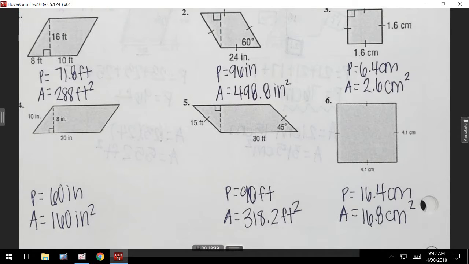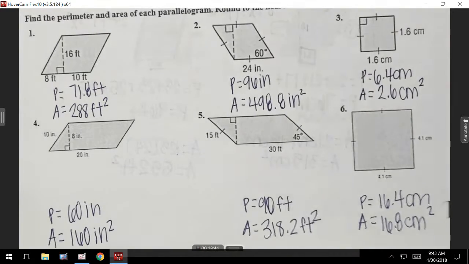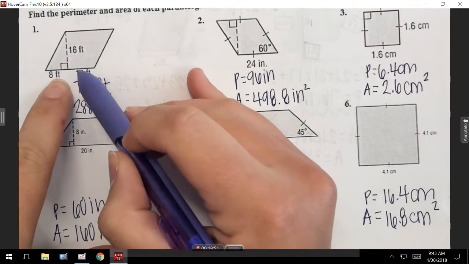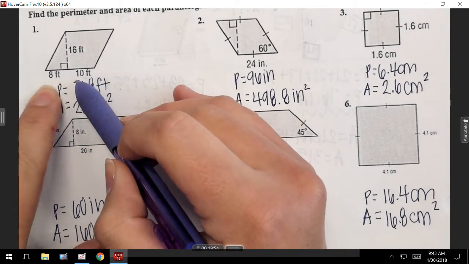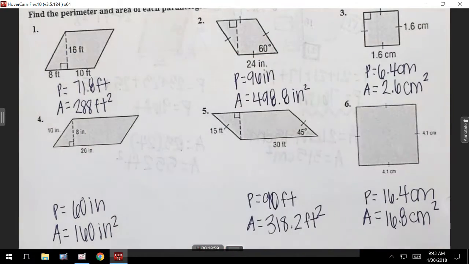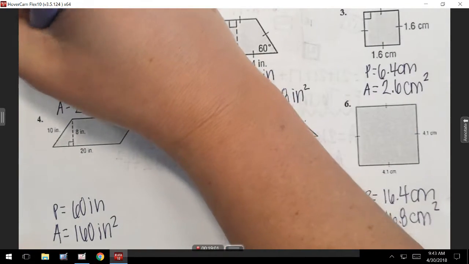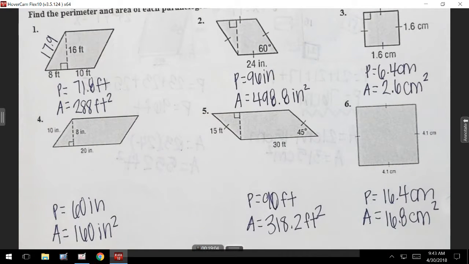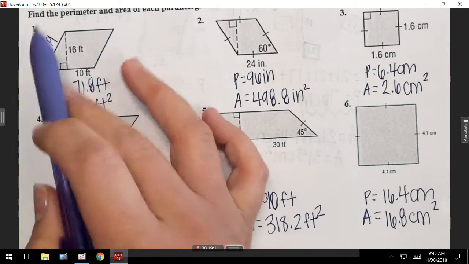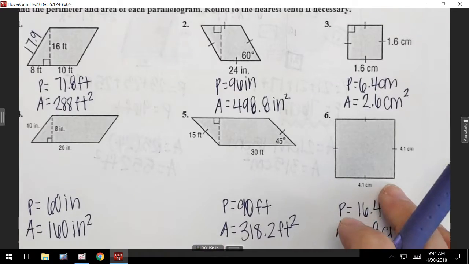Okay, so let's talk about these. The most difficult ones were 2 and 4, the two that were supposed to be the most difficult. Number 1, to find the perimeter, this was 8 and this was 10, but you had to add them together, so it was 18 and 18. And then to find this side, you had to use Pythagorean theorem, which I got this side was 17.9. So for the perimeter, you add up all the sides. For the area, you have to do base, which is 8 plus 10, times 16. Questions on 1?